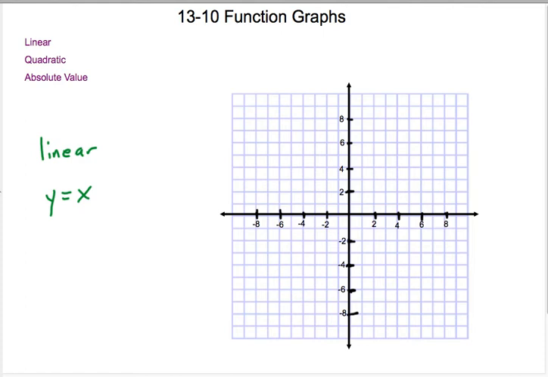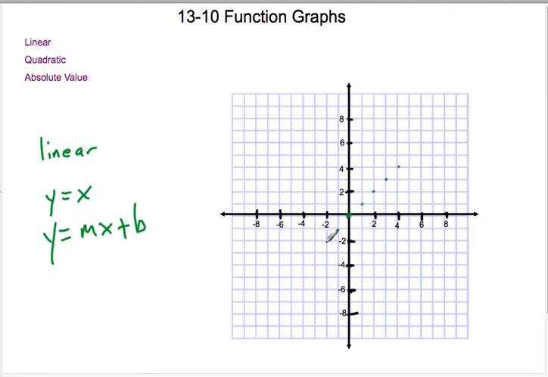Hello, in this video we're going to learn about a few different types of function graphs. One function graph that you've already been graphing is a linear graph, and the parent function, or the main function, is y equals x. And to graph that, you could use slope-intercept form, which is y equals mx plus b. In the case of y equals x, the intercept is 0, and the slope is 1, so 1 over 1.